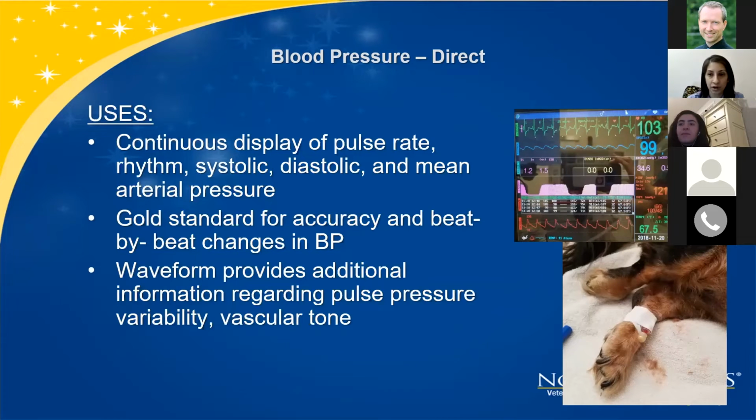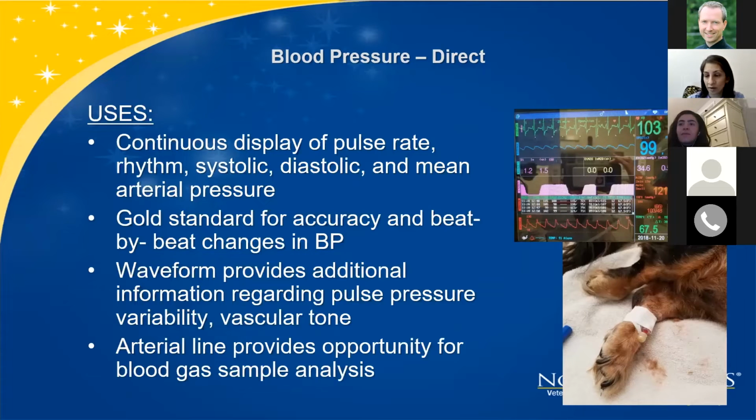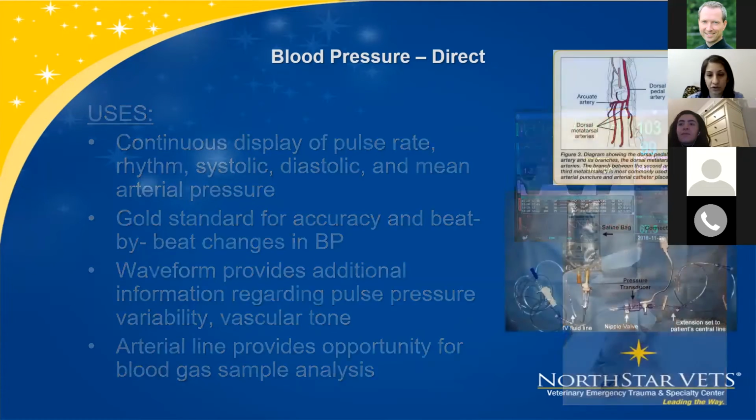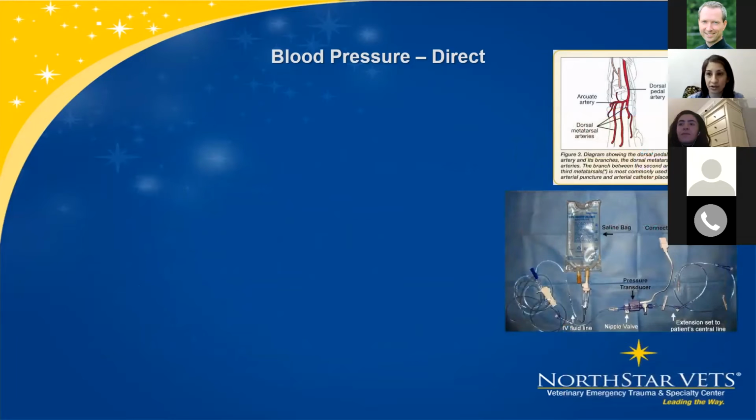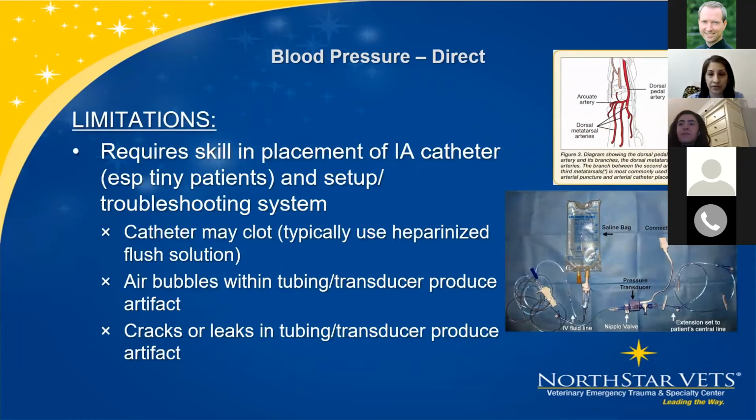You also are given a waveform with most monitors that shows you additional information, which you can use to guide treatment possibilities, including pulse pressure variability and vascular tone. And the arterial line itself does also provide you the opportunity to run a blood gas sample if that patient needs it. There are really not many sources of inaccuracies or limitations with this, in the sense that you have to worry about what your readings are.